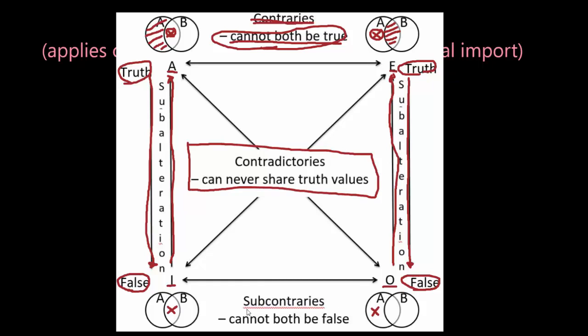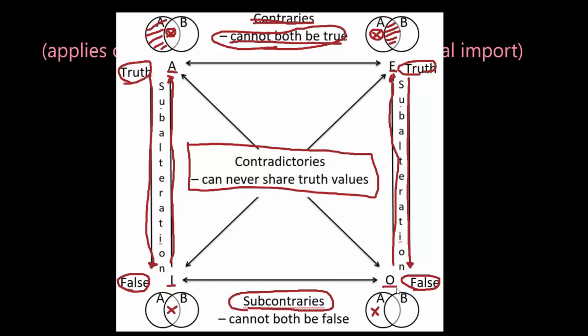The last relationship is subcontraries. And whereas contraries cannot both be true at the same time, subcontraries cannot be false at the same time. The reason why is, start with this I proposition, if it's false, then because it's contradictory with the E proposition, we know the E proposition is true. But if the E proposition is true, then it commits us to the existence of there being at least one thing in the left side of the A circle. And so this must be true. So we go from the contradictory relationship to this being true. Truth flows downward, so our O proposition has to be true. So if the I proposition is false, the O proposition has to be true.